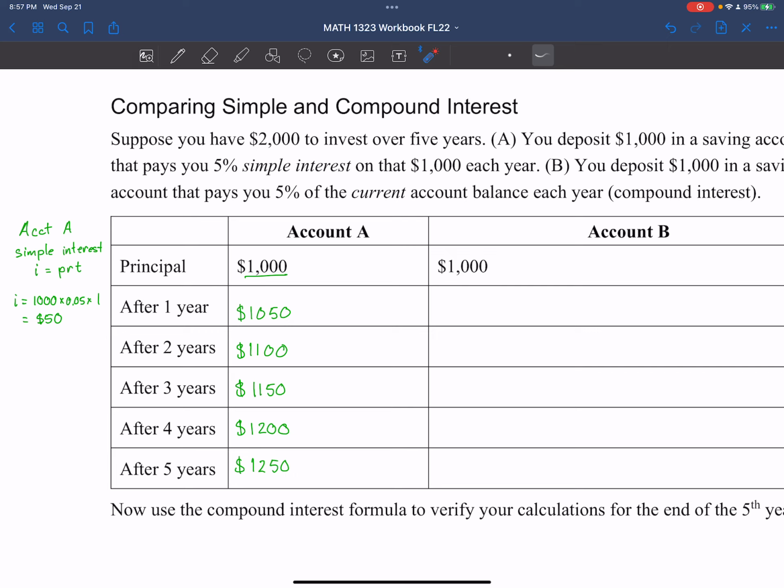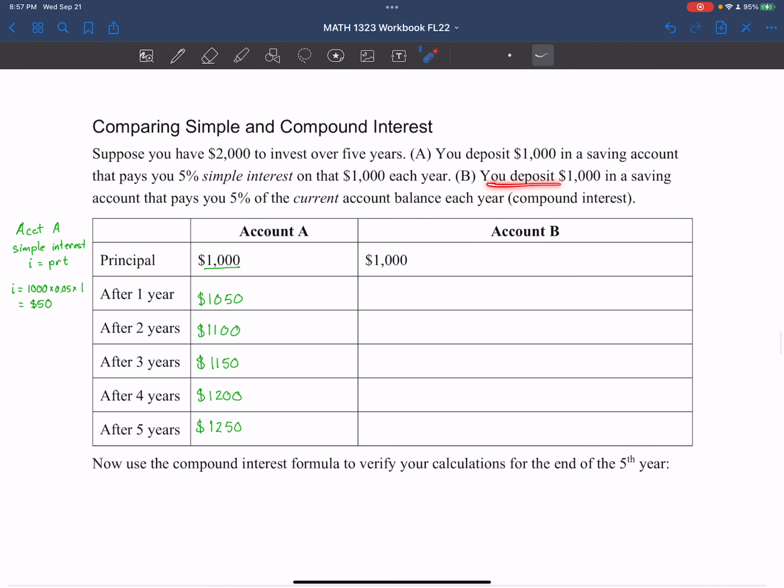Let's go ahead and consider account B. Account B, you deposit $1,000 in a savings account, and it pays you 5% of the current account balance. So this is getting the idea of compound interest each year. So after the first year, you'll end up with still the same amount. You had $1,000, and you're going to have $50 right here.